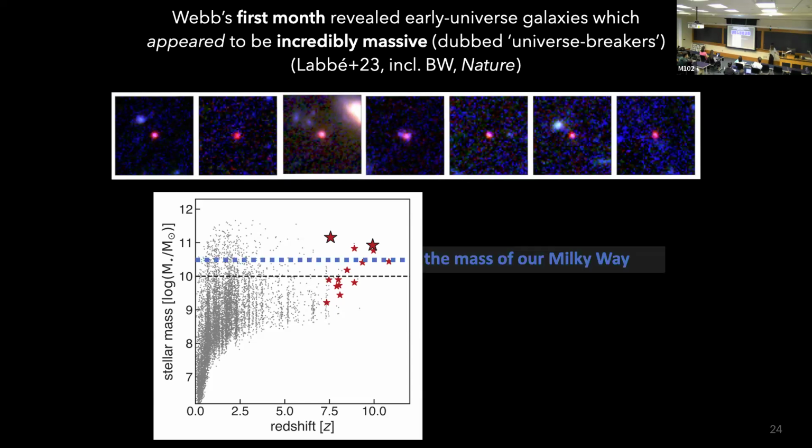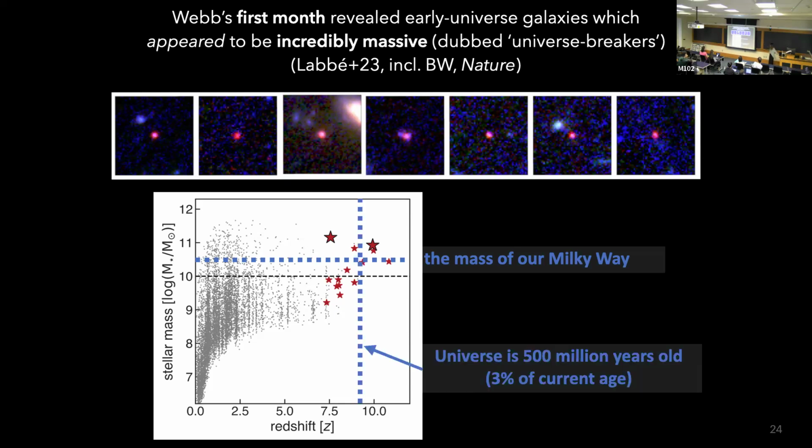Even more context, this is the mass of the Milky Way, but the Milky Way has a lot of time to evolve to this stellar mass, right? But this is a universe where we are concerned. It's only like 500 million years old. It may sound like a long time, but it's only 3% of the current age. So it doesn't really make sense to find such massive galaxies at this early age. And this is really what draws people's attention to those sources.